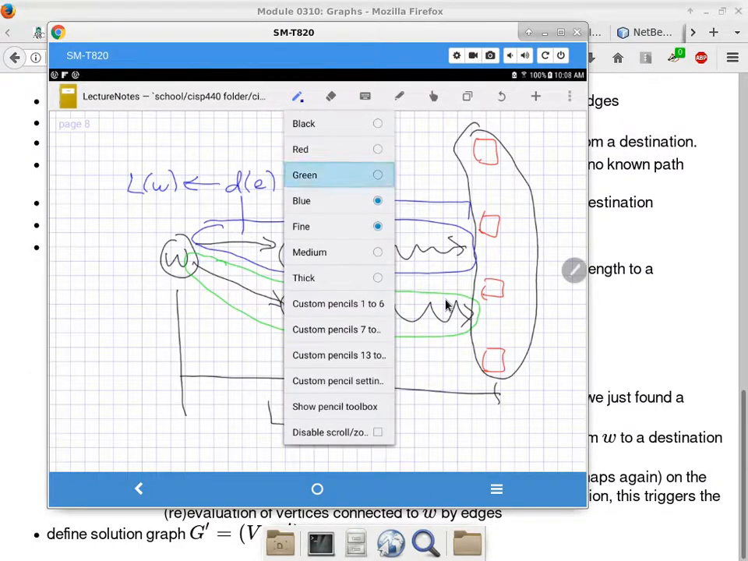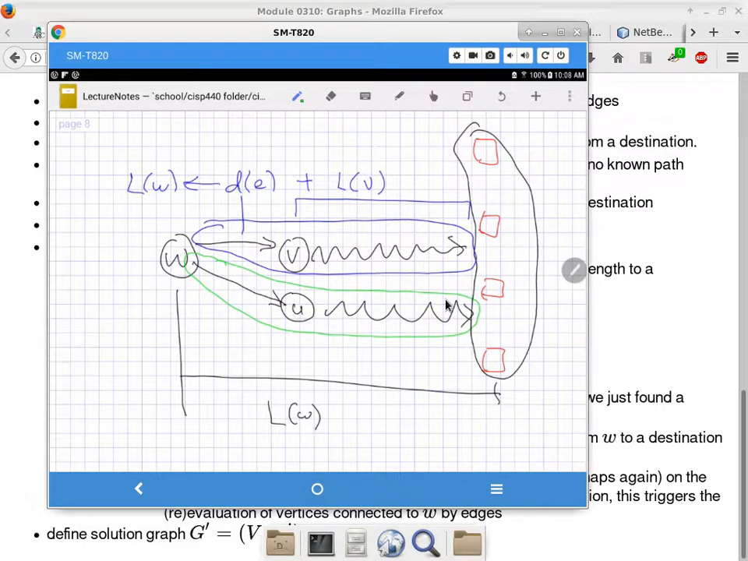Okay, so now we have to remember that when we thought that the green path was the shortest path, this edge was in E prime, because we thought that was the shortest path from W to one of the destinations. And E prime only consists of the shortest path, right? Yes. E prime only consists of edges on shortest paths. So that's why this one edge, W to U, was in E prime. But it's not right anymore because this is no longer the shortest path. We found that the blue path is shorter.